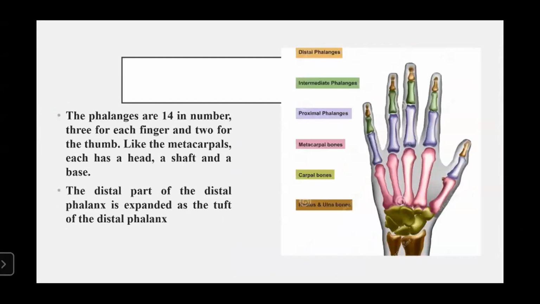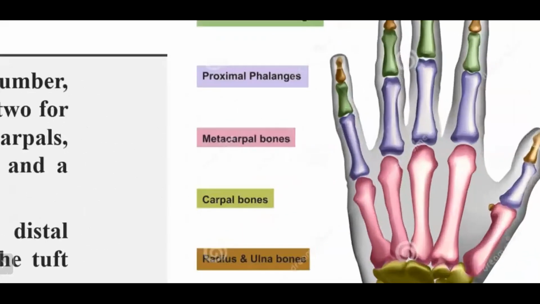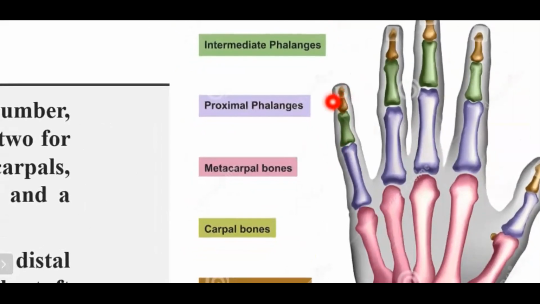Phalanges, 14 in number, distributed as 3 phalanges for each finger, except the thumb, which has 2 phalanges: proximal phalanx, intermediate, and distal phalanx. The distal phalanx is expanded at the distal end, forming the tuft of the distal phalanx.